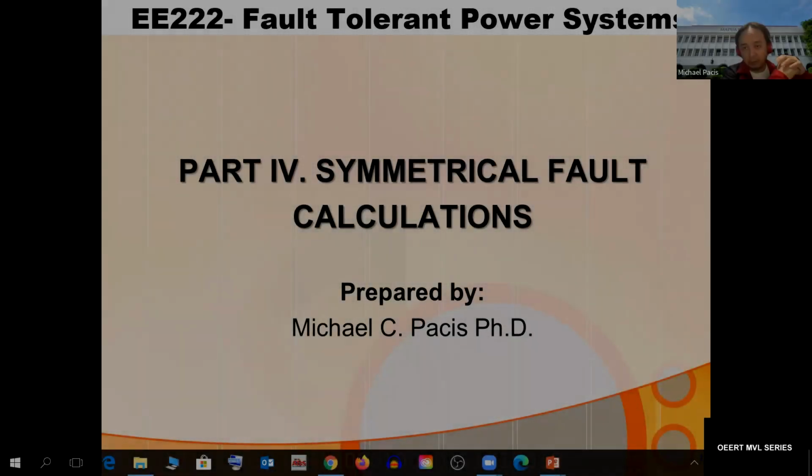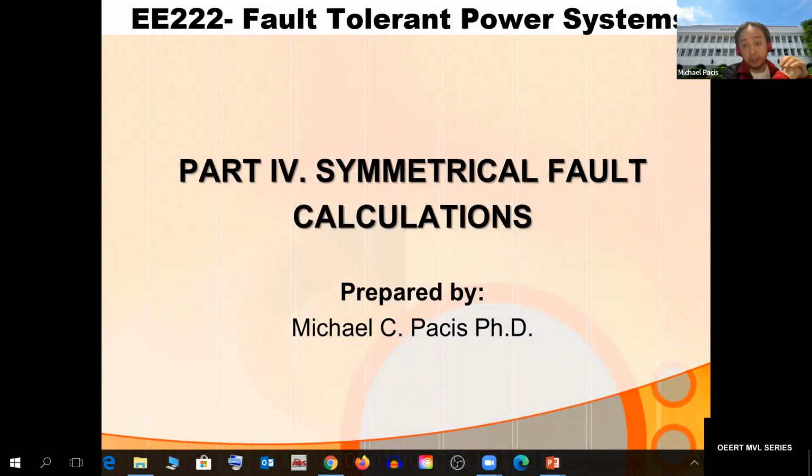Okay, I think we are now on our discussion on symmetrical fault calculations. So we're doing EE 222, fault tolerant power systems. We will now discuss part 4, the symmetrical fault calculations. And again, this is covered from module number 1, as a problem set for the module assessment.